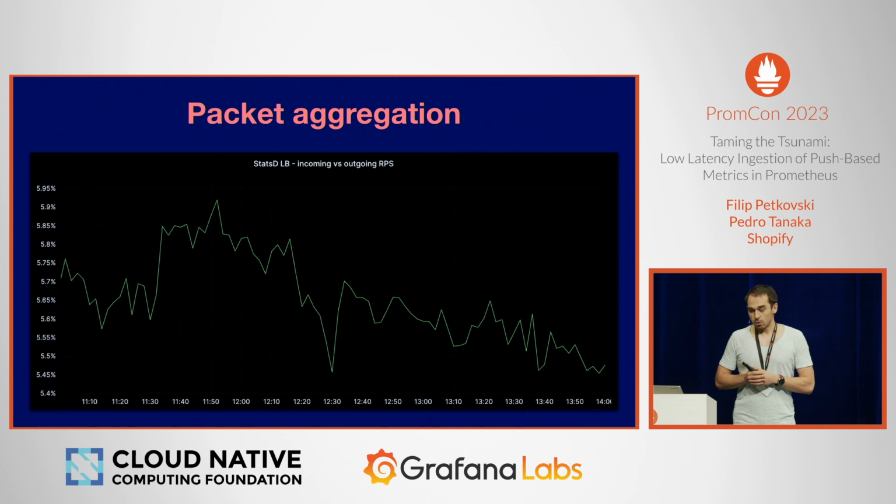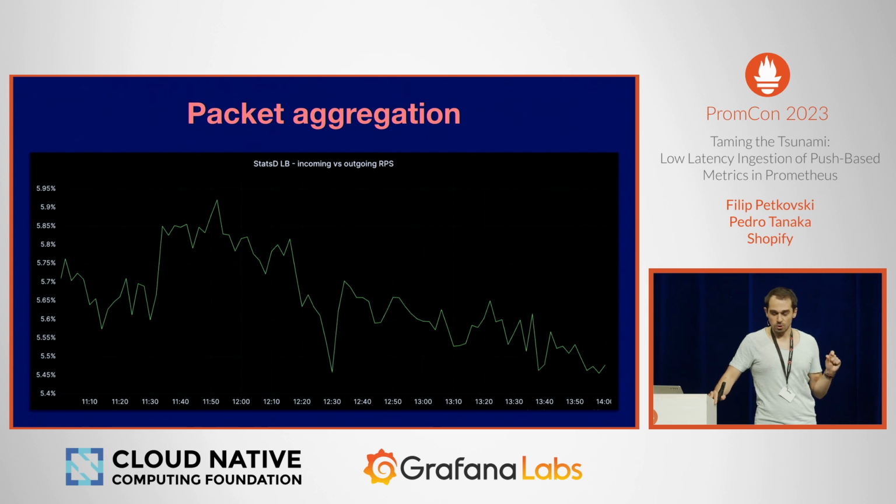And this chart tries to show why it's so effective to do this even at very short intervals. This chart shows the amount of incoming versus outgoing packets. And we see that we're able to reduce the bandwidth that we use by about 95% just by having very short-lived, a couple of second buffers.